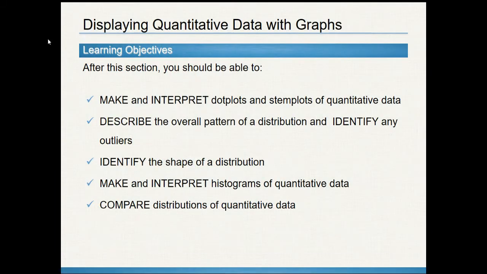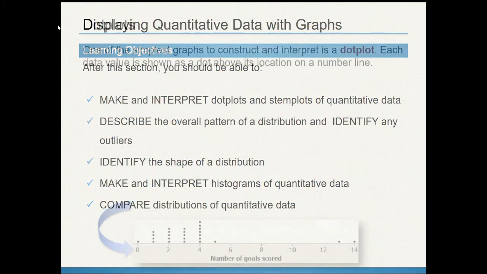All right, so our learning objectives for this will be: make and interpret dot plots and stem plots of quantitative data, describe the overall pattern of a distribution and identify any outliers, identify the shape of a distribution, which is going to be very key, setting groundwork here for everything we do from here on out. We're also going to make and interpret histograms of quantitative data and compare distributions of quantitative data. So we'll compare two different distributions there.